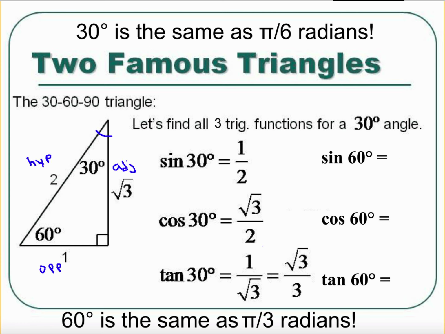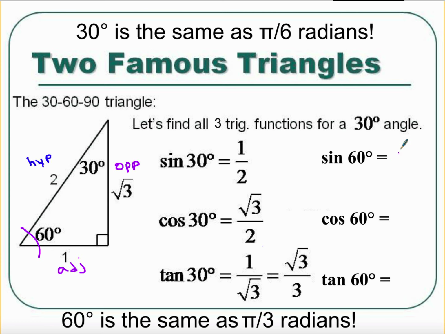So let's do the same thing now, but this time we're going to work on 60 degrees. So let's erase what we have here, except I'm going to leave the hypotenuse at 2, because no matter what angle we're working with, the hypotenuse is always going to be directly across from the right angle. So if we're focusing on 60 degrees, what you're going to notice is that your opposite side is now going to be the square root of 3. And the adjacent side is now going to be 1.